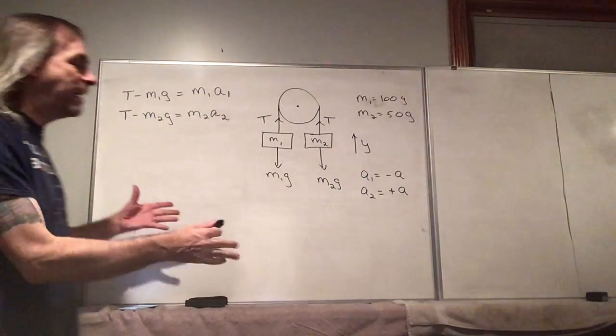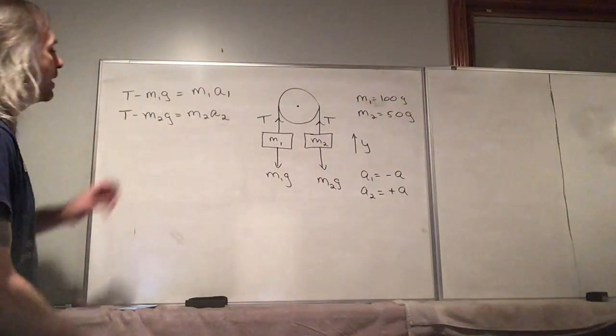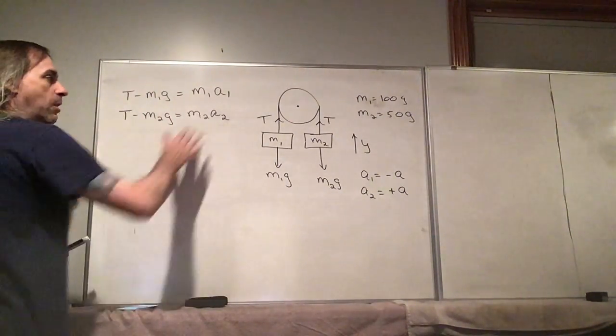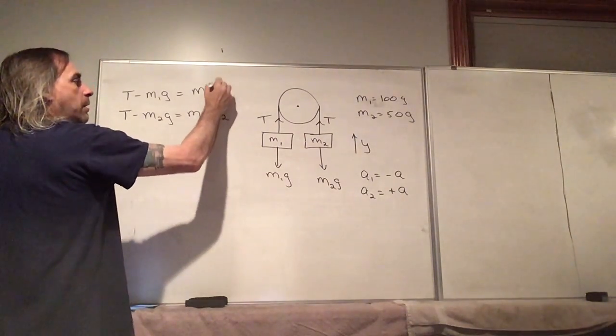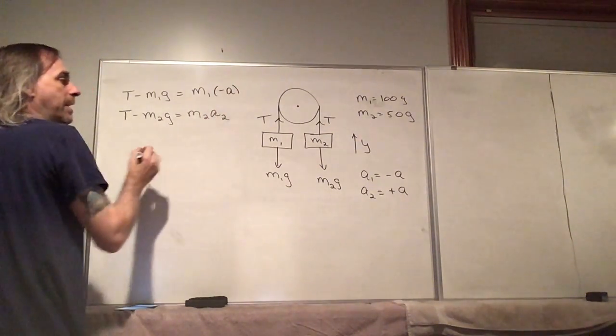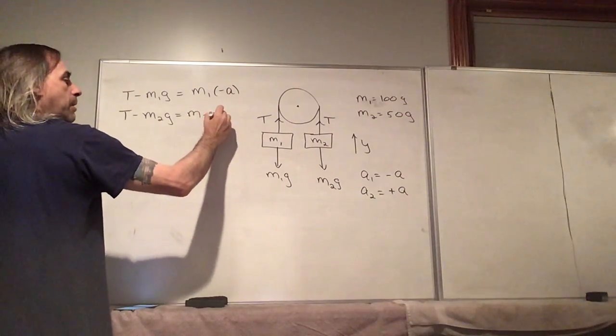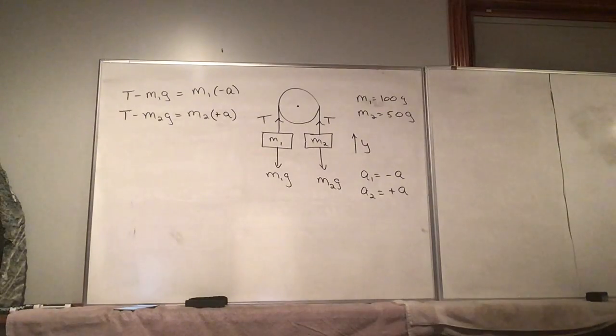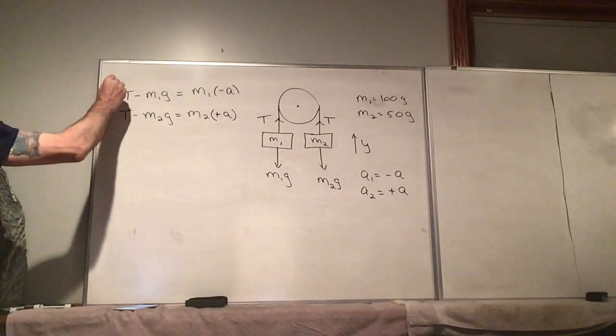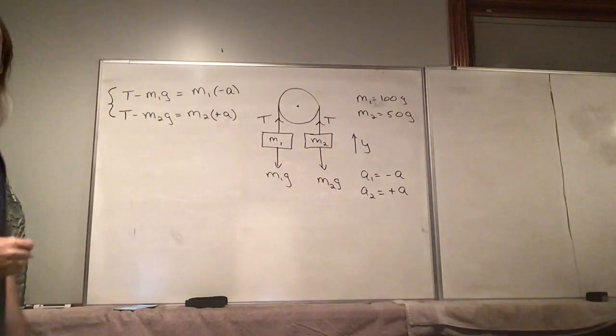Now, normally I wouldn't write this all out. When setting it up, the net force is mass times acceleration. I would just, instead of writing A1, say minus A. And this one, I'm going to write plus A. You wouldn't have to write the plus there. And so now we have our correct system of equations.